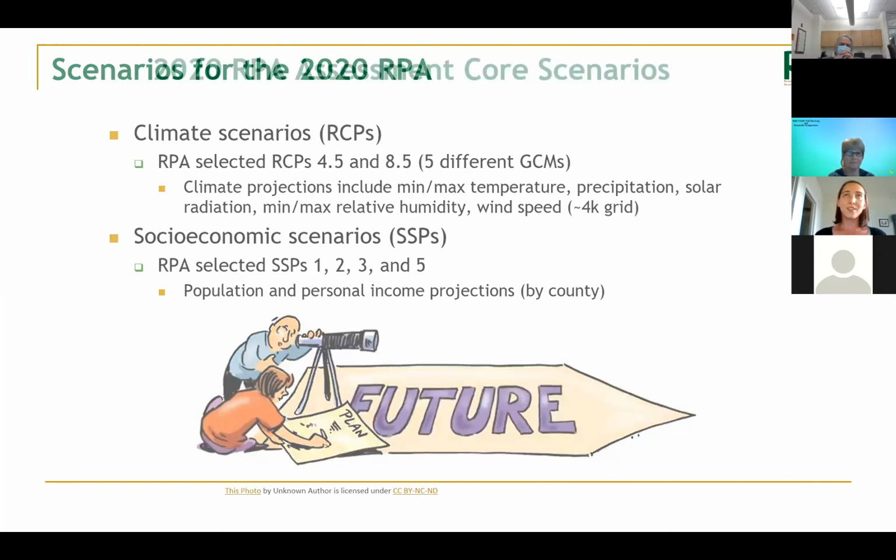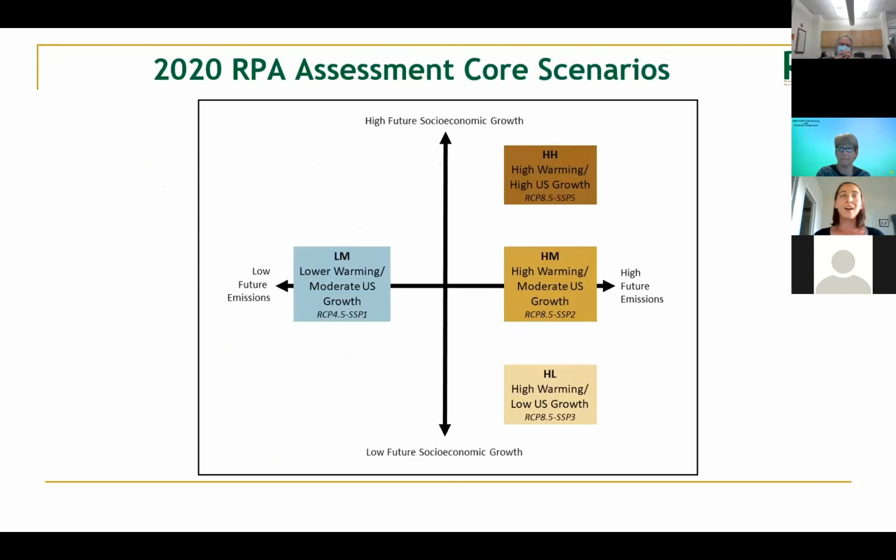And this is what those 4 core scenarios end up looking like. Along the x-axis, you can see we have the emissions scenarios, the RCP 4.5 being our low emissions future versus our high emissions future using the RCP 8.5. And then you can see we have a range of different socioeconomic futures capturing socioeconomic growth ranging from low to medium to high. And so by integrating the climate and the socioeconomic together, we have these core scenarios that are used by all resource areas to evaluate and to project future conditions going forward.